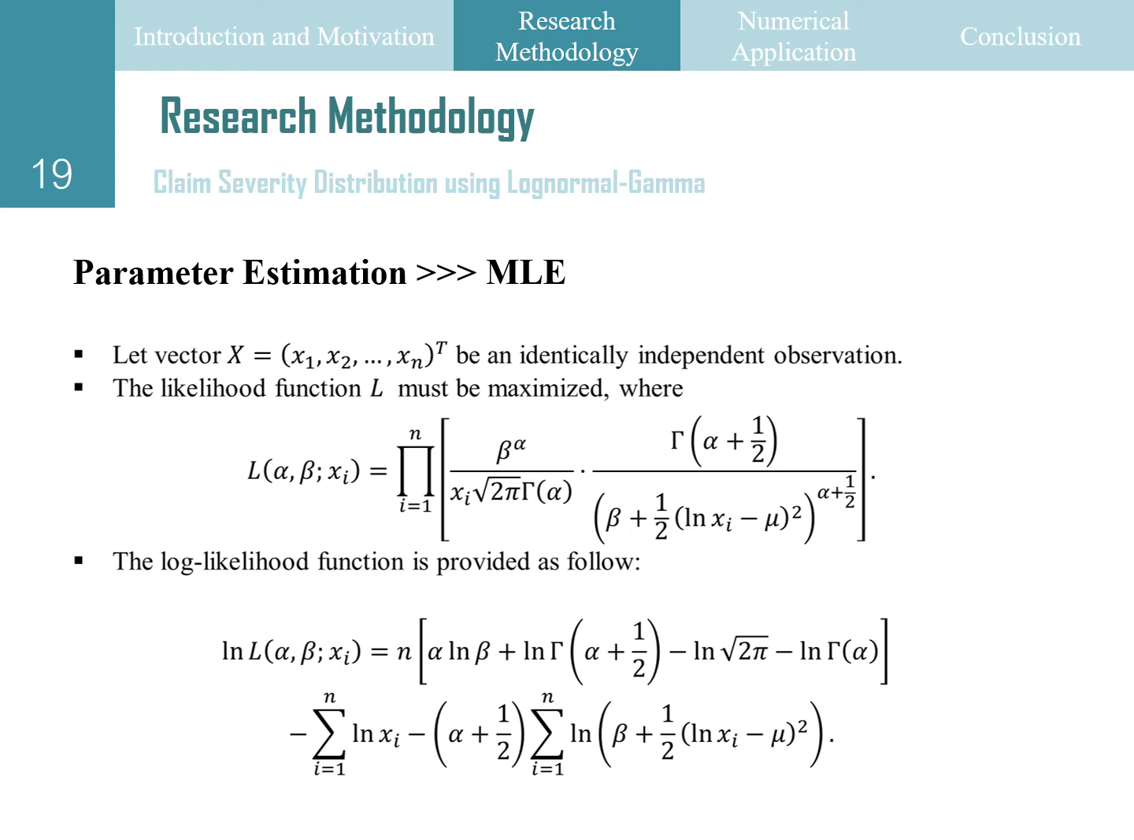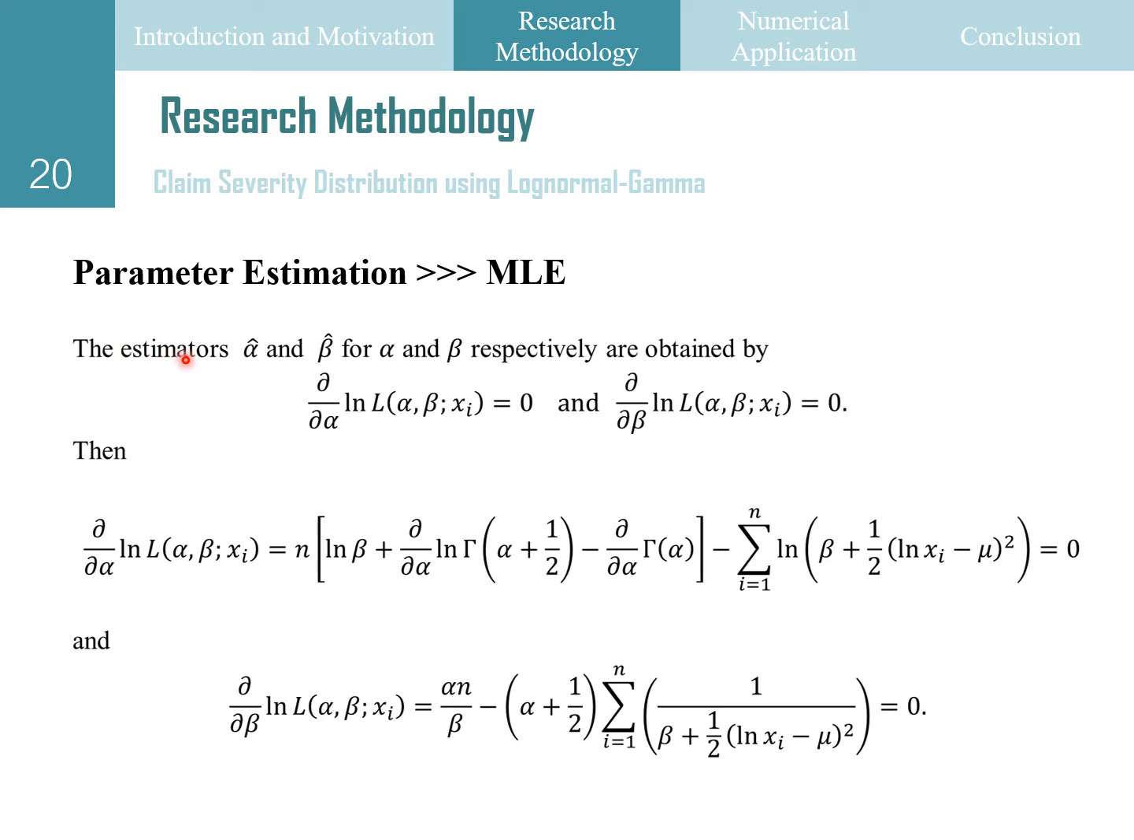The methodology of the MLE for log-normal gamma distribution is presented in the following. Let vector X be an identically independent observation for log-normal gamma distribution. To find the most likely value of parameters alpha and beta that produce outcome X, the likelihood function L must be maximized, where the likelihood function L is equal to like this. Then, the likelihood function is provided as the following equation. The estimated alpha hat and beta hat for alpha and beta respectively are obtained by this equation.